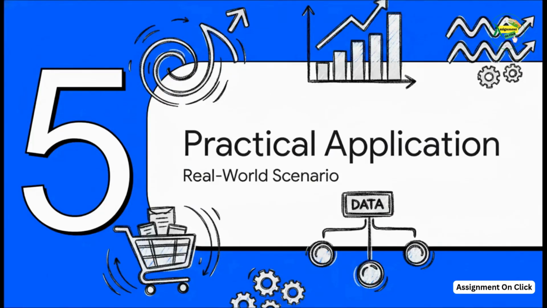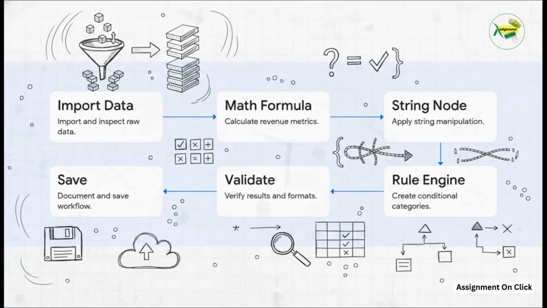All right, let's put these individual tools together into a cohesive pipeline in section 5, the practical application. Here is a solid, battle-tested 6-step framework. You start by importing and inspecting the data. Next, apply your math formula to calculate revenue metrics, followed by the string node to standardize text. Then, let the rule engine create your conditional categories. Finally, and this is crucial, you validate your results before saving the workflow, which ensures complete transparency from start to finish.